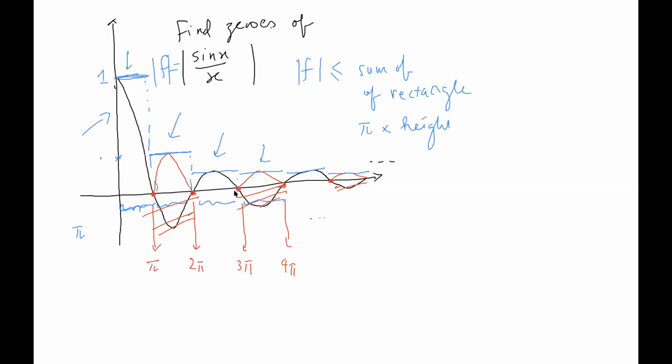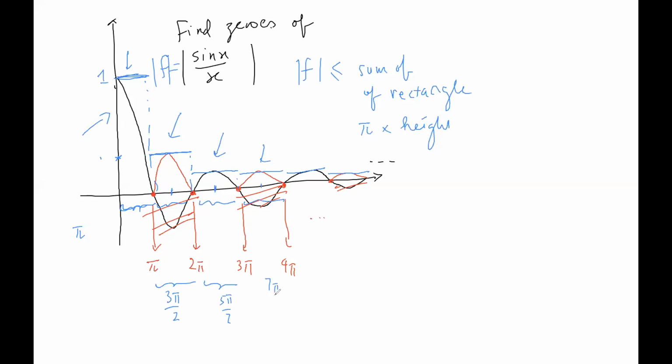Right, over all these intervals, okay? So how do we find the peak? The peak actually occurs at the middle, right? You take the midpoint of pi and 2 pi, that will be 3 pi over 2. This will be 5 pi over 2, yeah, the midpoint. The maximum occurs at the midpoint, okay?